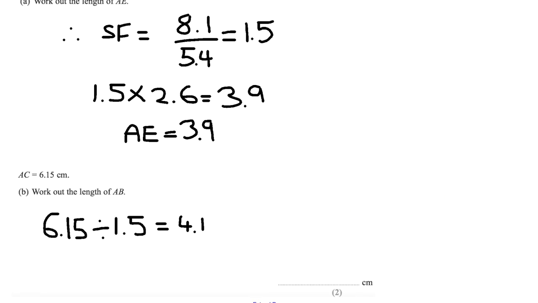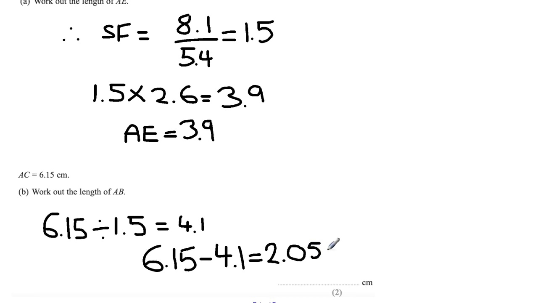Now, 4.1 is the length from B to C, and I need to find out the length between A to B. And the way we're going to do this is I'm going to subtract 4.1 from 6.15 to give us the length AB. So, 6.15 minus 4.1 equals 2.05 centimeters. Therefore, the length of AB equals 2.05 centimeters. So that's your final answer.